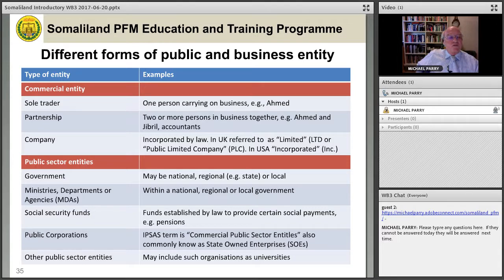Public sector entities, there's a range of these. Obviously at the top you've got government entities, the government of Somaliland. And you also get some national levels of government, regional, for example, state governments, such as in Somalia, you've got the state of Puntland, for example, as a state government, and local governments for municipal or rural areas. The exact structure varies between countries.